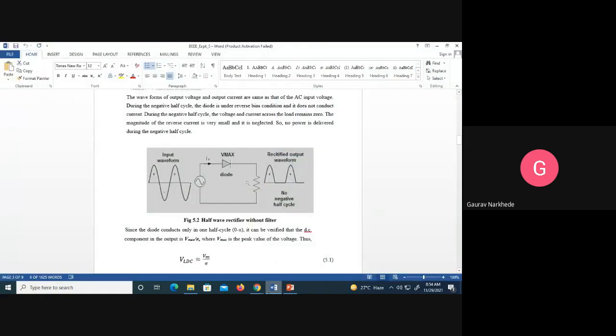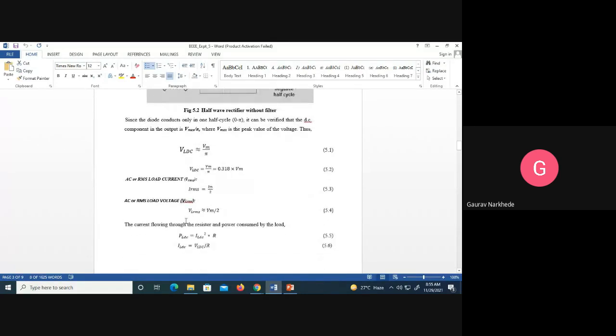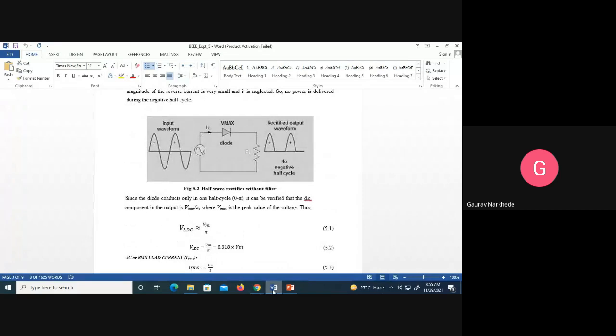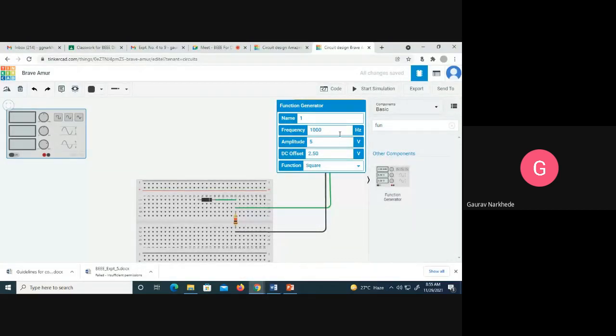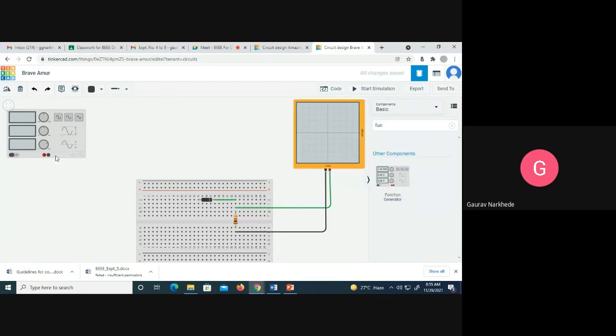What I want to generate is a frequency where the peak to peak amplitude is set. What frequency will we take, 50 Hertz? Okay. And amplitude maybe we can take 5 volts peak to peak, or maybe 6 volts. DC offset we can keep as 0, and we want a sine wave.